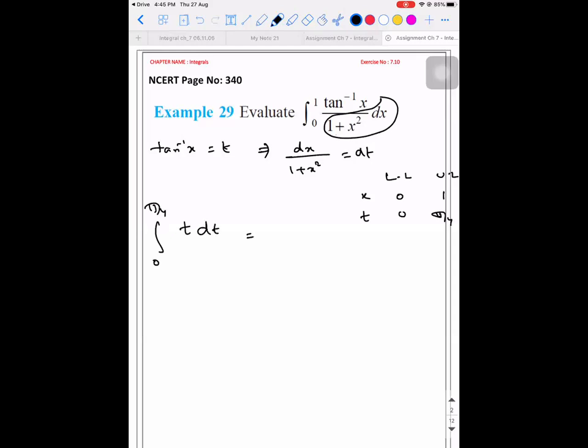So it is going to be t square divided by 2, between which two values? 0 to pi by 4. So 1 by 2 into pi square by 16 minus 0. So it will be pi square divided by 32. Clear? Yes, sir.